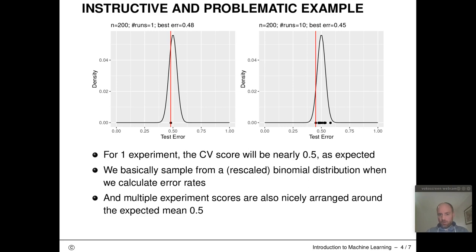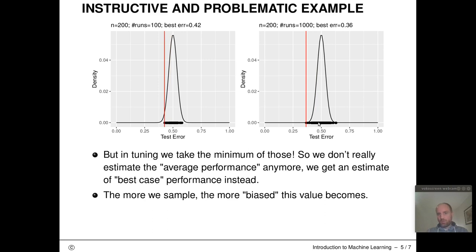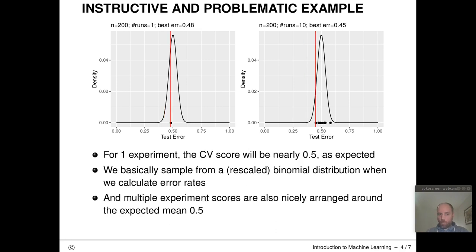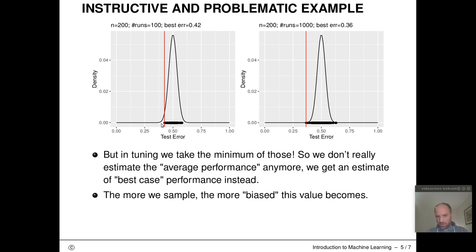And now we do this a couple of times. We sample maybe 10, maybe 100, or maybe 1,000 configurations with our random search algorithm. And because of the, I don't know, feature-independent nature of our classifier and the general correctness of cross-validation, all of these sampled performance values, they will kind of fluctuate around this center value here of 50% error. So this looks also okay.